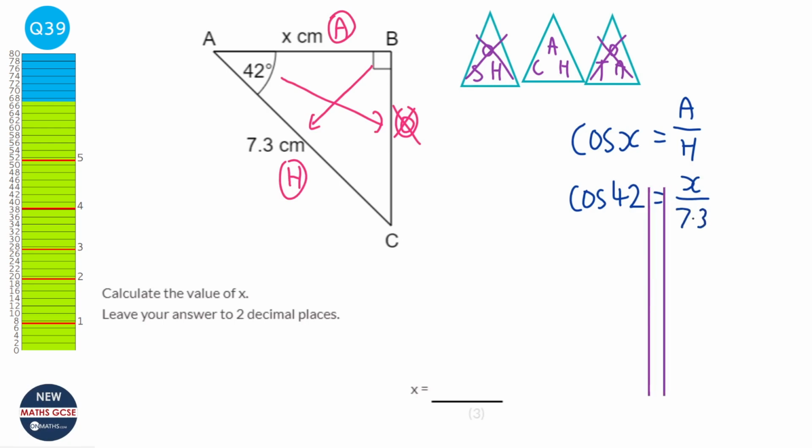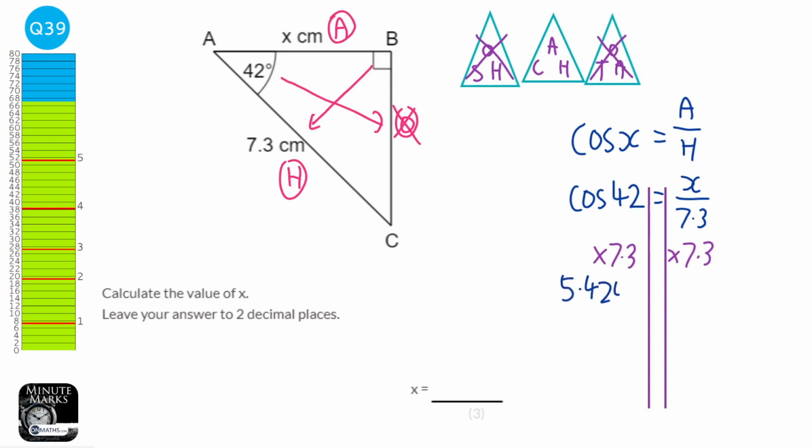So next we get our solving lines in. And notice, to get x on its own, what we're going to do is just times both sides by 7.3. And when we do that, 7.3 times cos 42, and be careful when you type in cos 42, close the brackets, then times it by 7.3. A lot of calculators open brackets when you type in sine, cos or tan. And we get 5.424 blah blah blah equals x. So rounded to 2 decimal places, it will be 5.42.